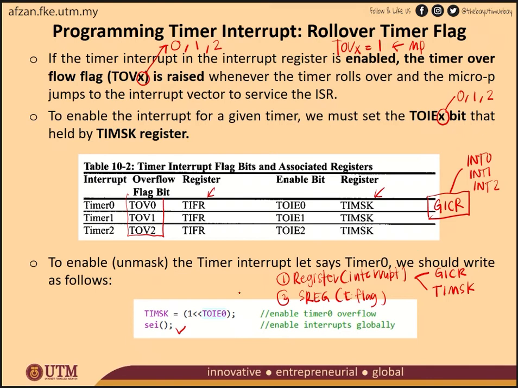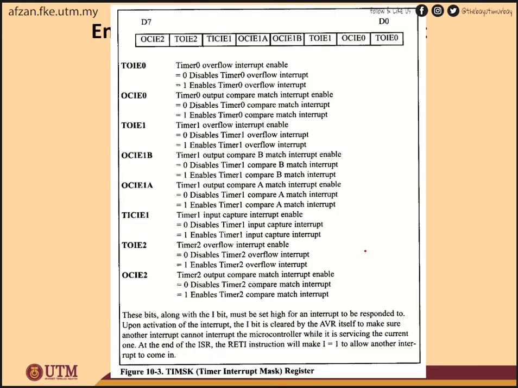So again, if you don't want to use this kind of way to write your programming, you can always use this thing here. All right, so for example, just now we're going to enable timer 0. So what you do is just write down the bit for timer 0.